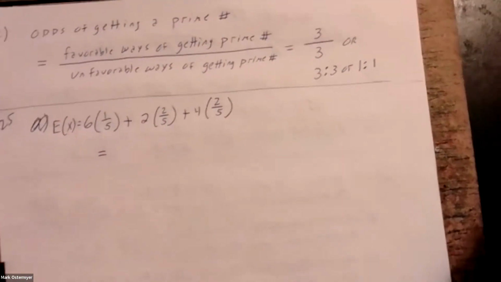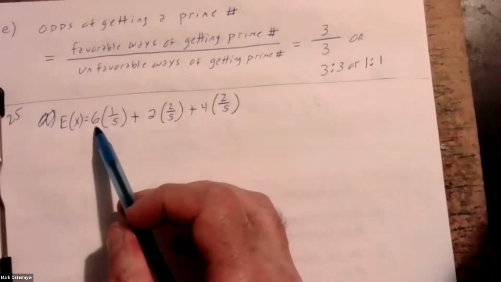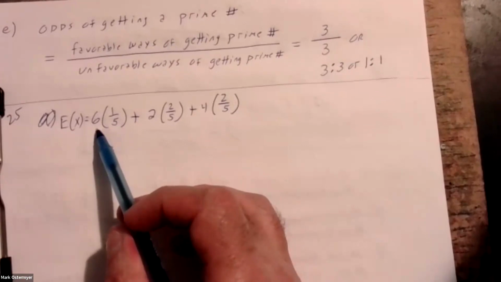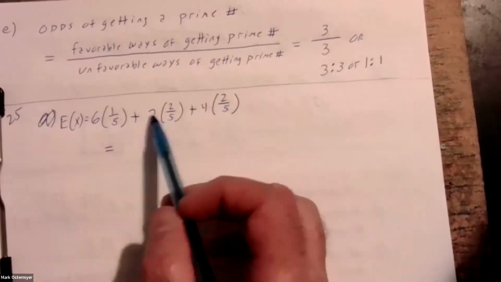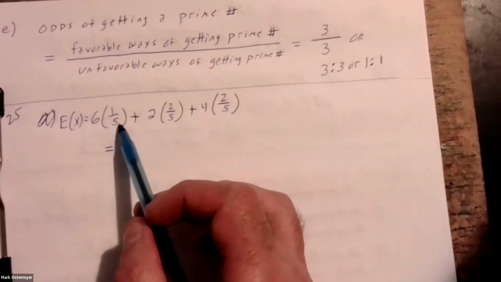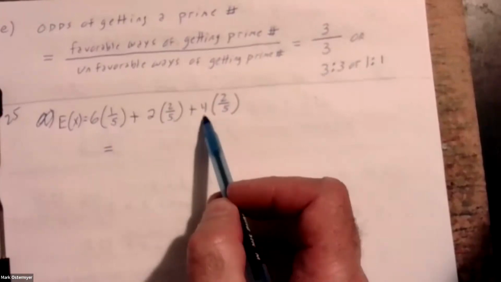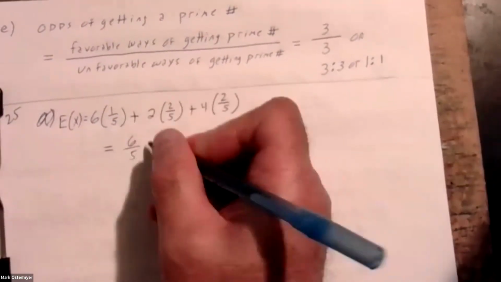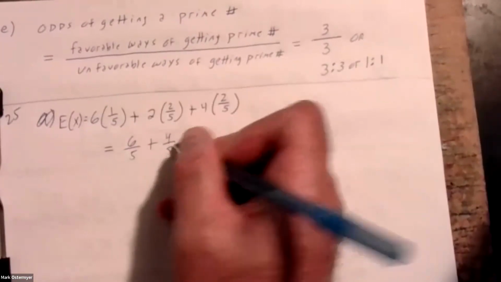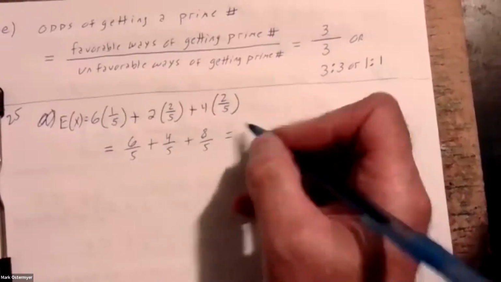So the expected value of our random variable is going to be the value that the random variable is assigned or takes on times its probability of occurrence. So you have to take 6 times 1/5 plus 2 times 2/5 plus 4 times 2/5. So this gives you 6/5 plus 4/5 plus 8/5. 6 plus 4 is 10, plus 8 is 18.